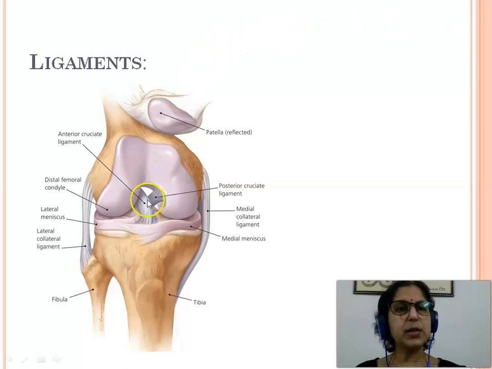What we see here are ligaments. This is the knee joint. What we see here are the cruciate ligaments, anterior and posterior cruciate ligaments, which lie inside the joint cavity. So these are intracapsular ligaments. And what we see here are the lateral collateral ligament and the medial collateral ligament, which lie outer to the fibrous capsule. So these are the extracapsular ligaments.